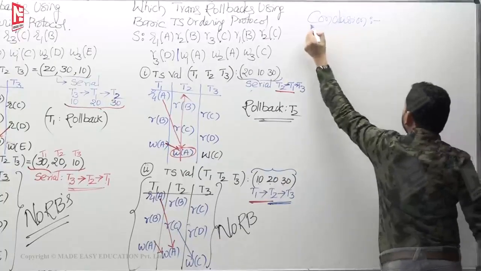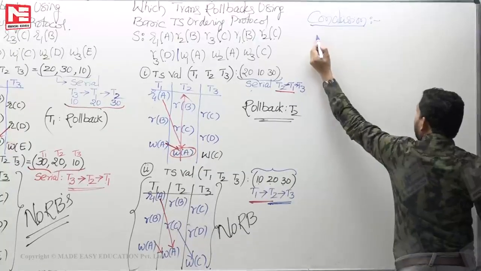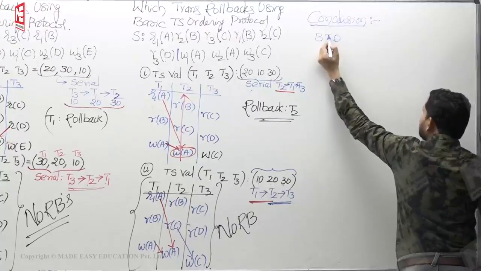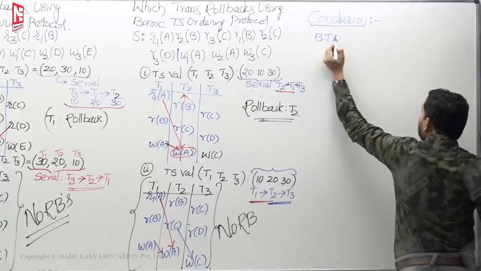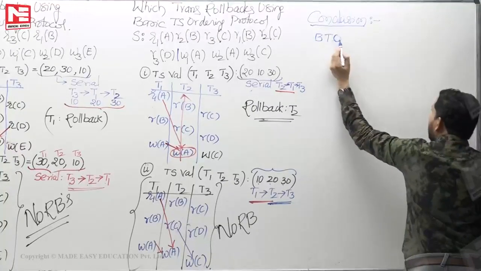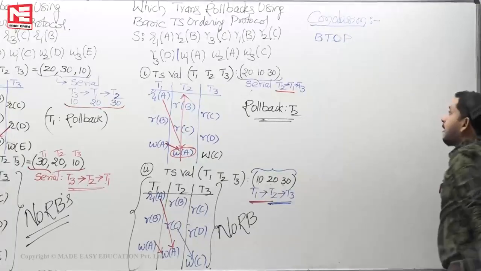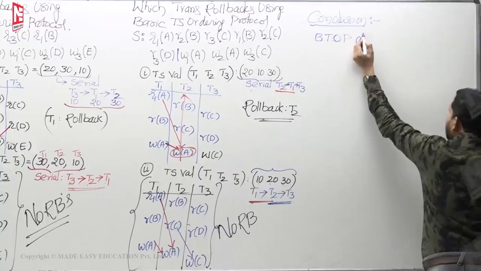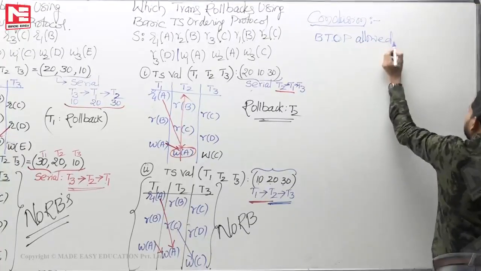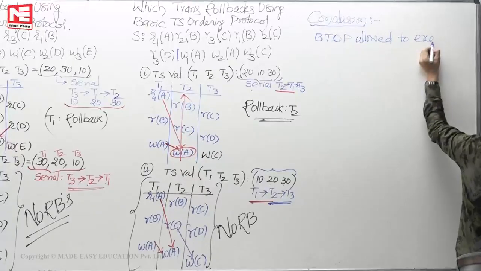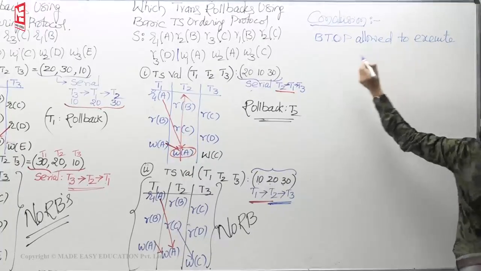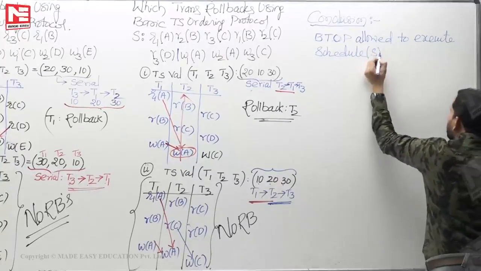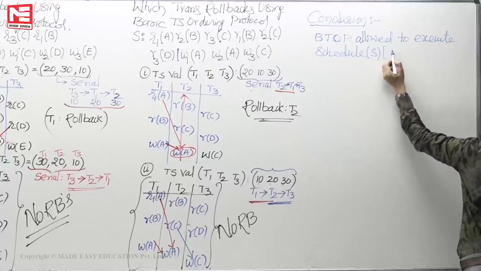Conclusion for this protocol. See, basic timestamp ordering, BTO, let us write it like that instead of writing the full term, basic timestamp ordering protocol. Allowed to execute schedule S. Allowed to execute means no rollbacks.